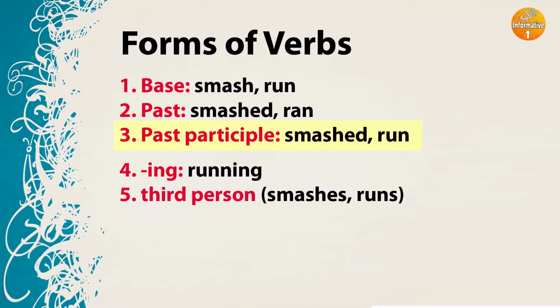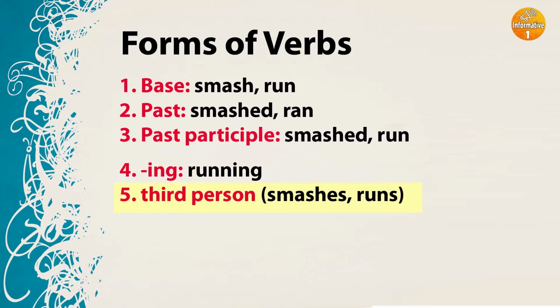Now, it's important to remember that many verbs are irregular, which means that just by adding ed to them, you cannot turn them into past or past participle. So you have to remember them and learn them separately. Then there is a fourth form, which is by adding ing, and that would be running, smashing, and so forth.